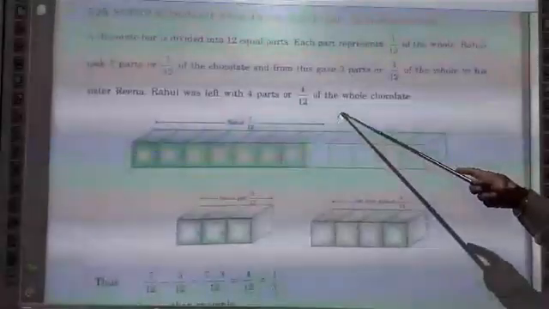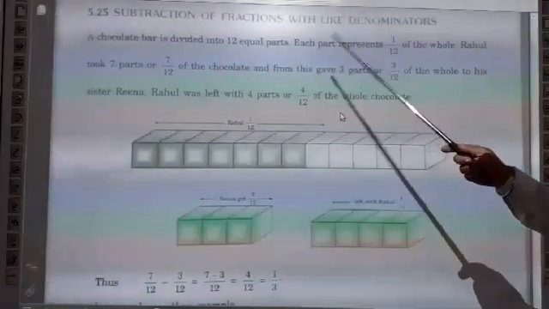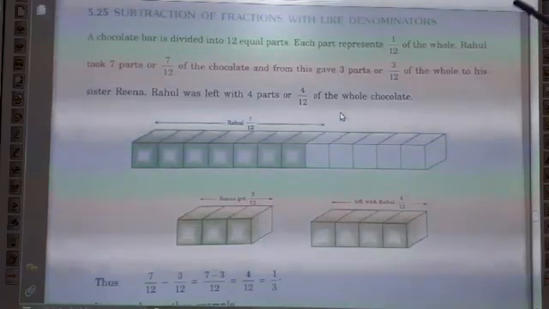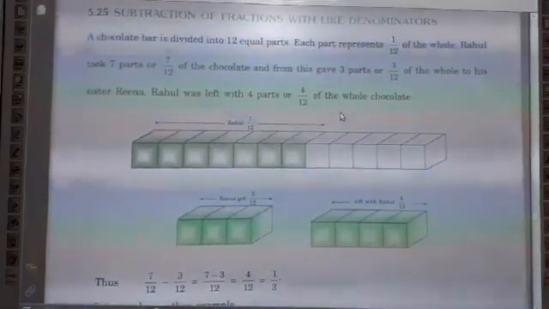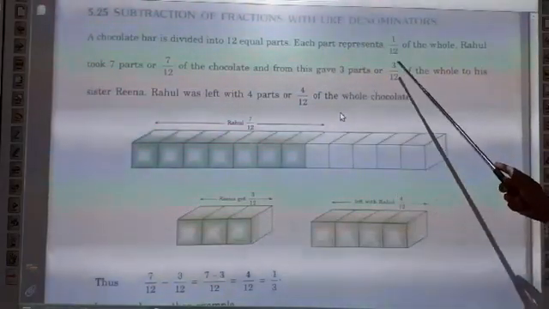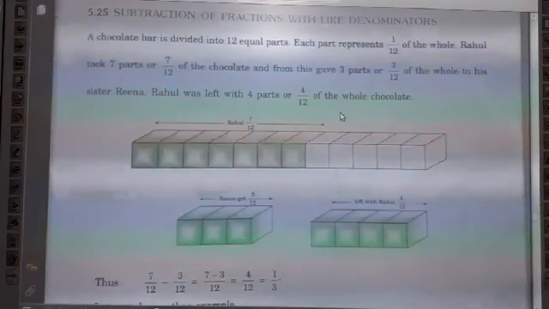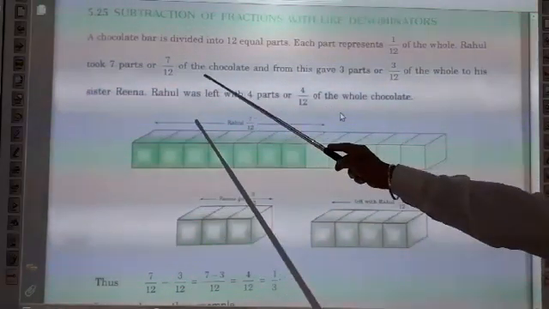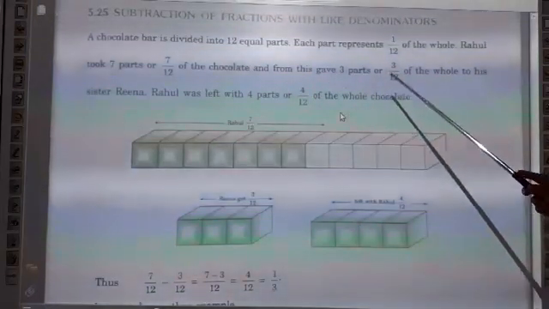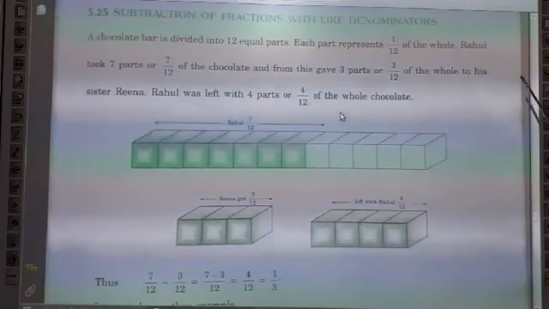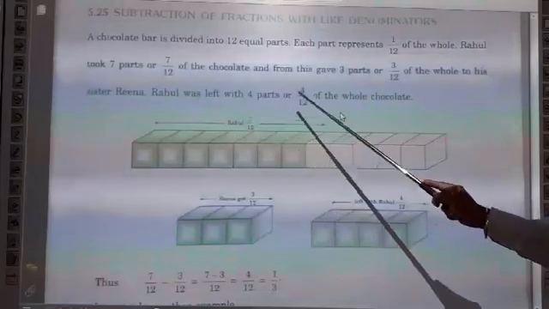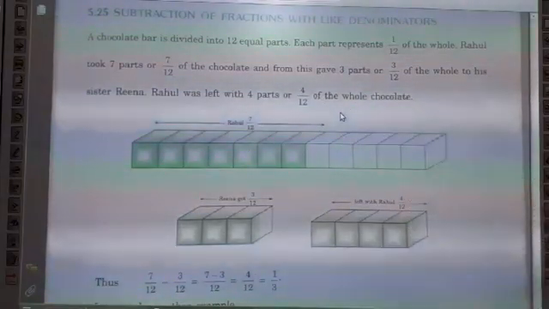Now next topic, subtraction of fractions with like denominators. A chocolate bar is divided into 12 equal parts. Each part represents 1 upon 12 of the whole. Rahul took 7 parts or 7 upon 12 of the chocolate and from this gave 3 parts or 3 by 12 of the whole to his sister Reena. Rahul was left with 4 parts or 4 upon 12 of the whole chocolate.